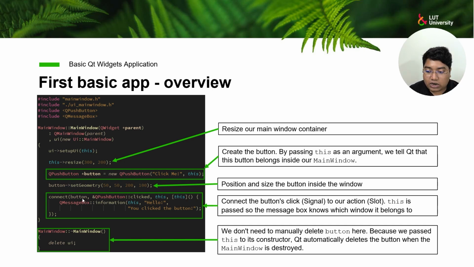Notice that we are calling the message box here. And finally, when the main window destructor is called, it deletes the UI. This entire application only required some simple lines of code, yet we already have a functioning graphical program. That's one of the reasons why Qt has remained so popular after many years.